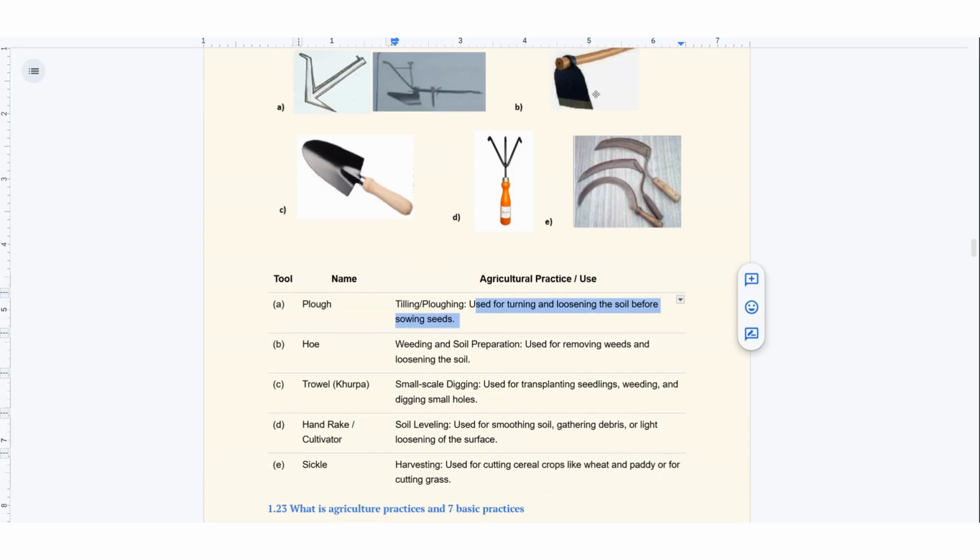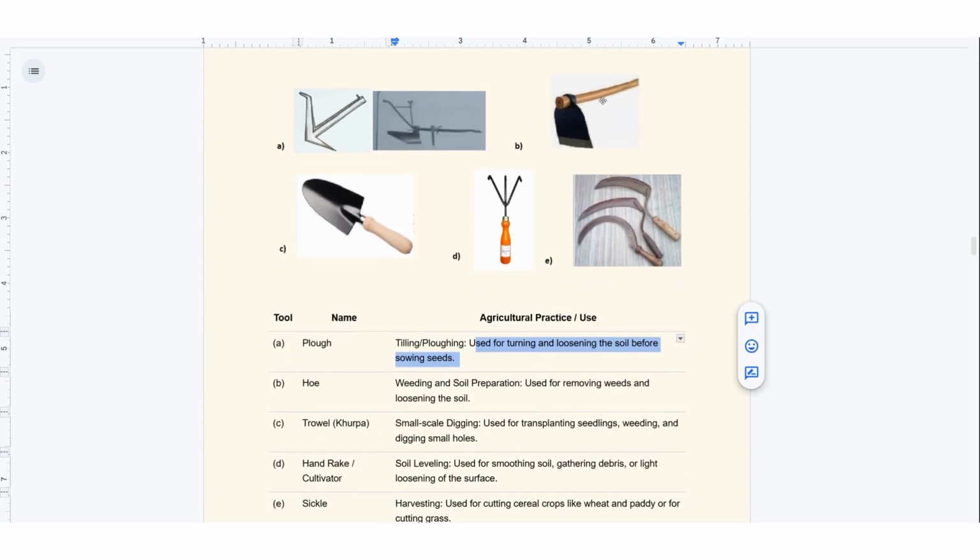Hoe. This is also called a hoe or spade. What it does is help you to remove the weeds. Imagine a patch of land, and you have grasses growing there, or some weeds. Weeds are nothing but the unwanted plants within the cultivation. So you have to remove that.